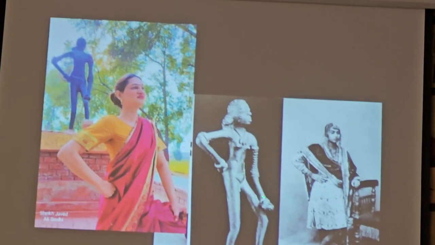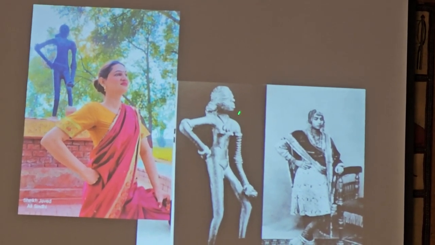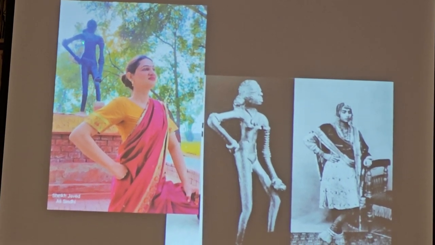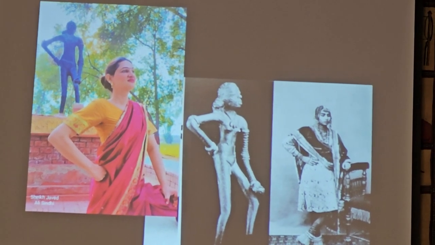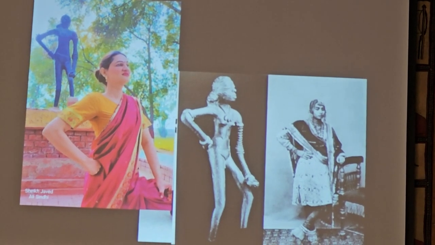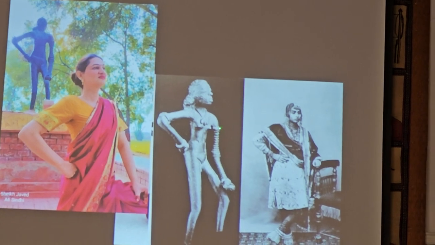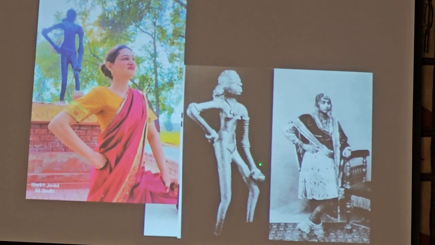Another important feature is the dancing girl. This is a metal object. Here you can see a reconstructed metal object, and it is now lying in the National Museum of India in Delhi. She is totally nude, and she is wearing bangles right from arm to wrist.